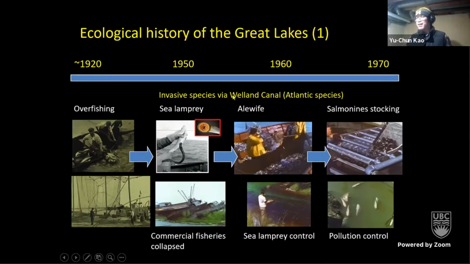And then later we have alewife. Alewife is a small pelagic fish, and they just exploded because sea lamprey basically eliminated their predators. So large fish were gone, small fish came in, all from the Atlantic Ocean. Because of that, people started to stock salmon. And meanwhile, we also have other control measures, sea lamprey control and pollution control.